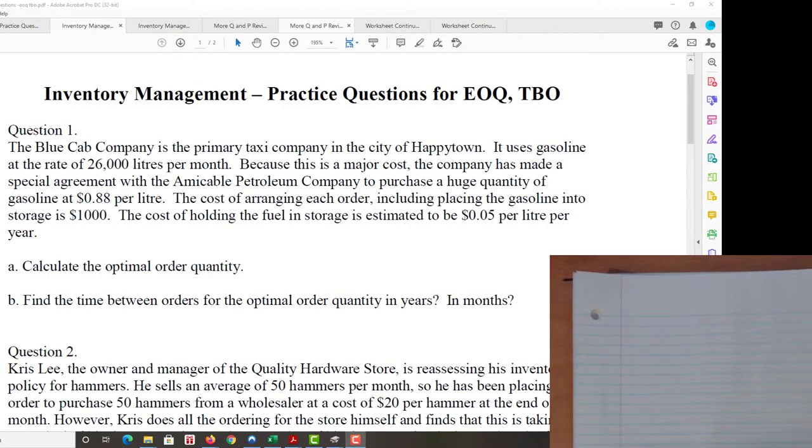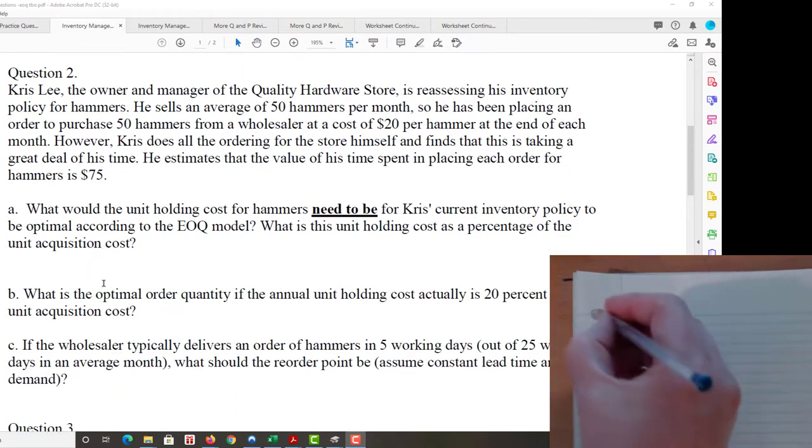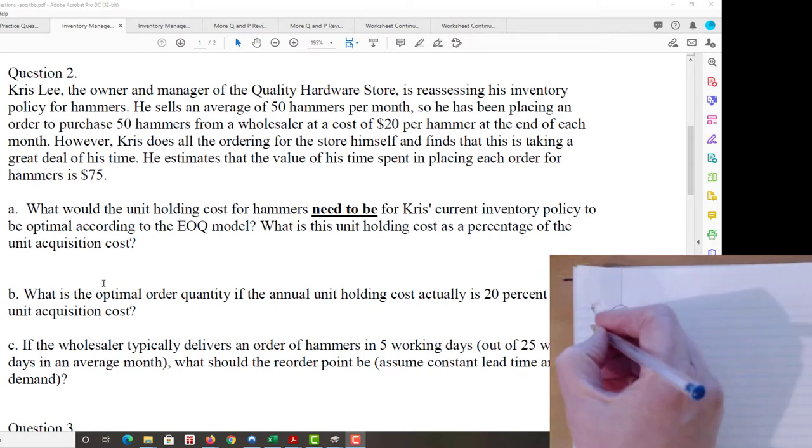Inventory management practice questions for EOQ and TBO. Let's work on this handout. I'll do a couple of questions from here. Some of them are there for extra practice, but question two is sort of a unique one in the set.